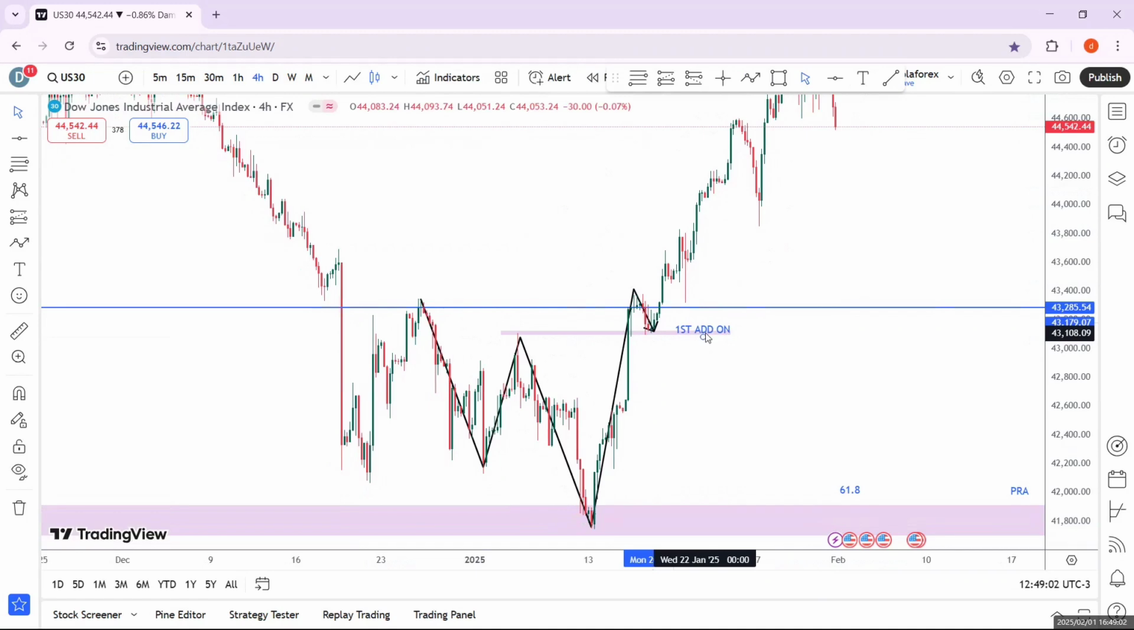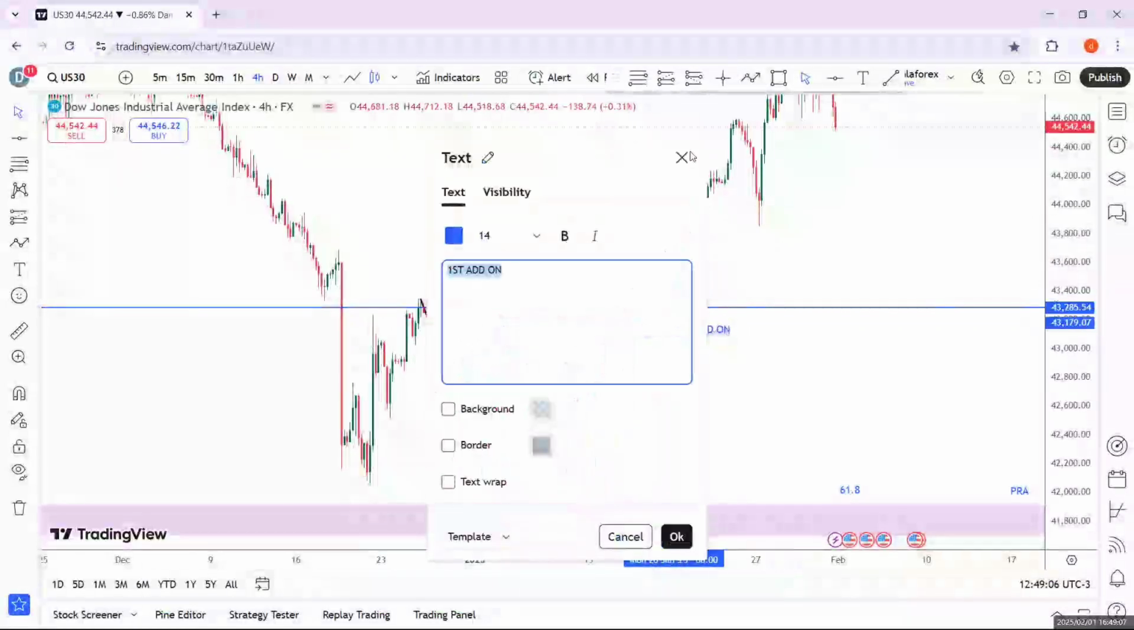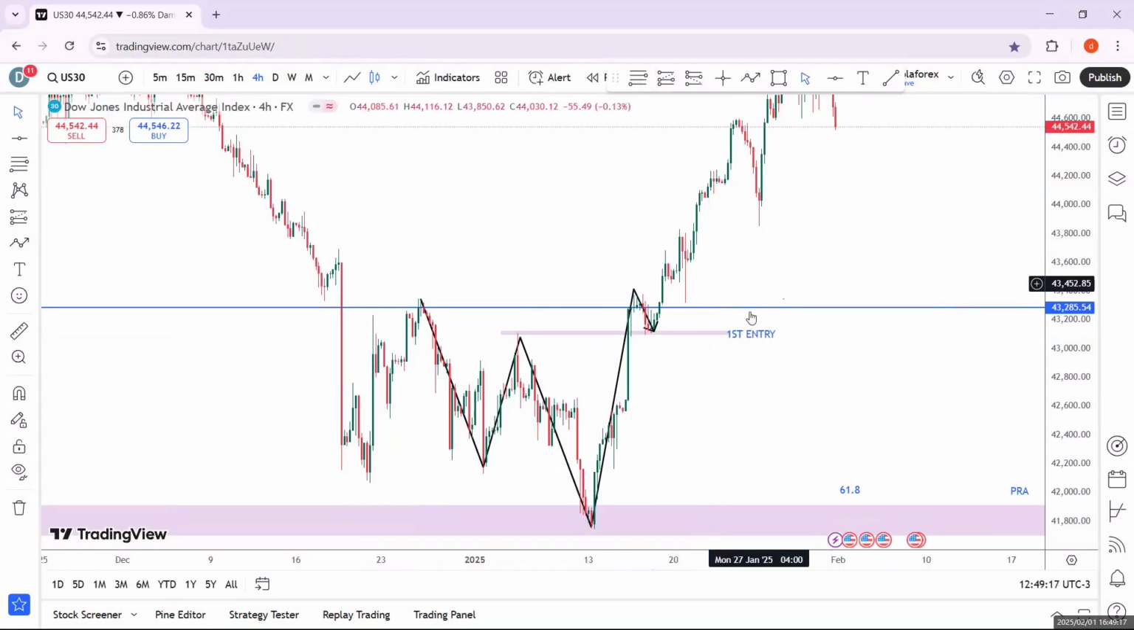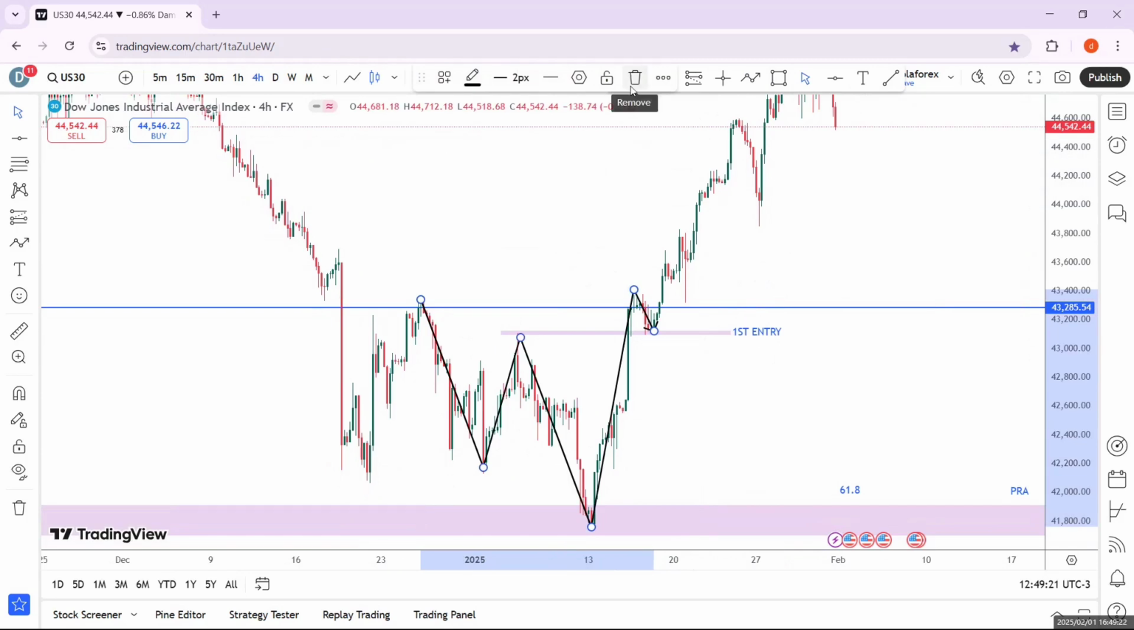Okay, so this is your first add-on, or let's even put this as your first entry. Let's just call it an entry, since this is the first position that we are going to be entering on this particular trade. So let's call it a first entry. Okay, so this is your first entry and this is your original entry of prices.